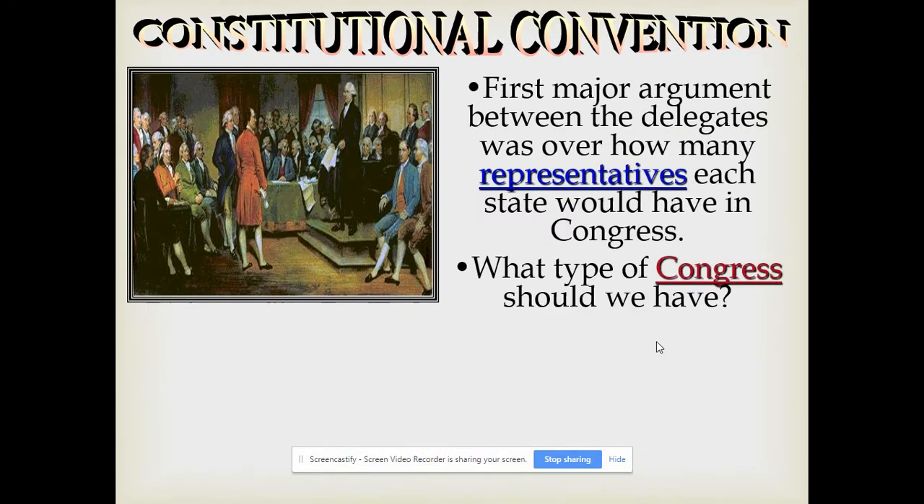So the big debate that really takes off first is, all right, how should you handle representation in Congress? The Articles of Confederation had a one-house Congress. How many houses should you have? It's either one or two. They weren't arguing for three. And then on top of that, how do you determine representation? Is it based on every state getting an equal number of representatives, or is it based on population?